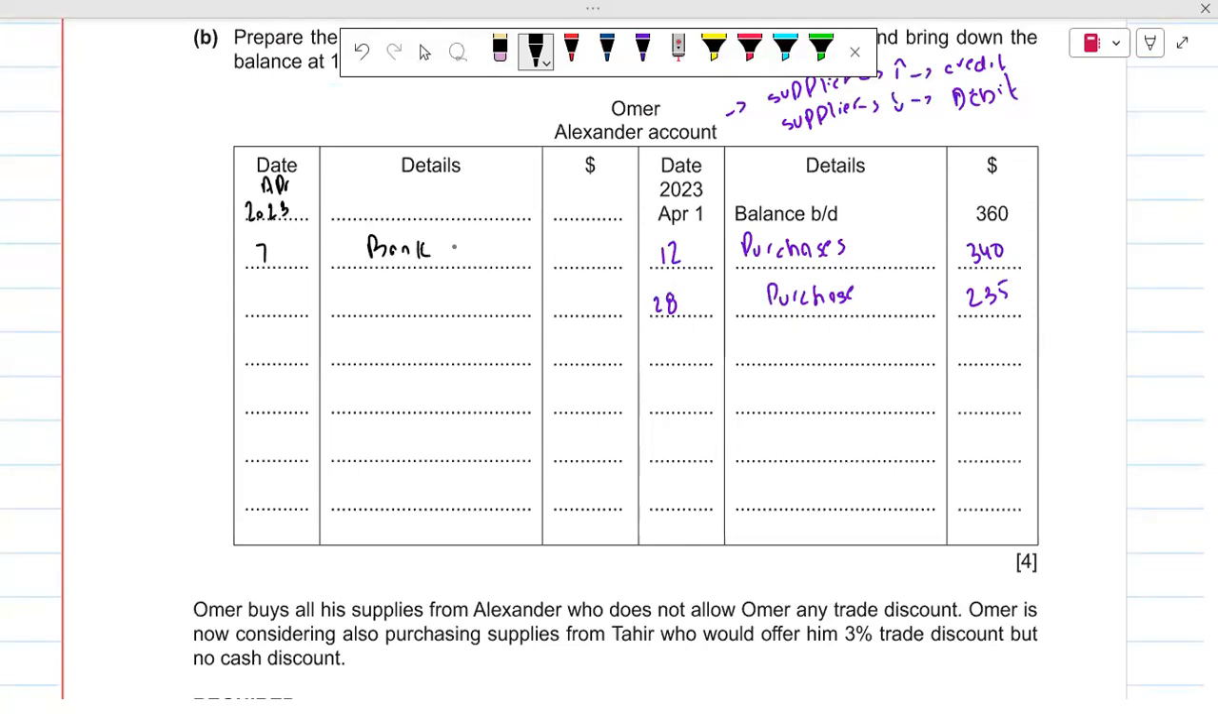We have paid him by check, so we will write the bank because the bank is decreasing. And on 27 April, we have paid him a $323 check. And we also received discount. We always record the cash discount, but not trade discount.